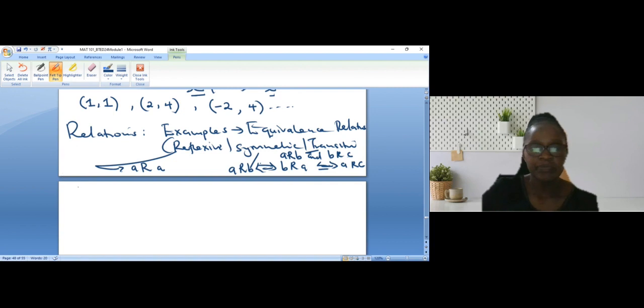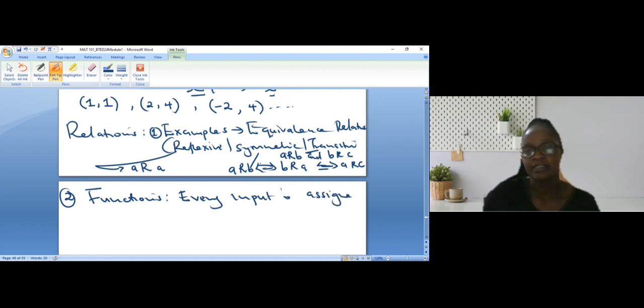And we also gave a counter example: when you define the relation divides on integers, then it's not an equivalence relation because symmetry fails in that case. So the other example of a relation is functions. So a function is a relation in which every input is assigned to exactly one output.